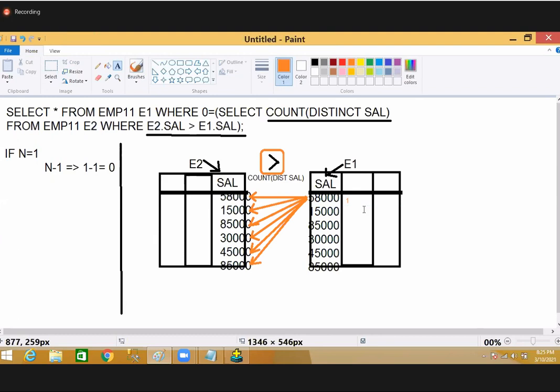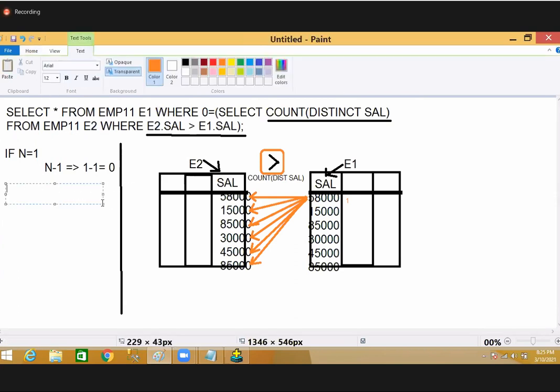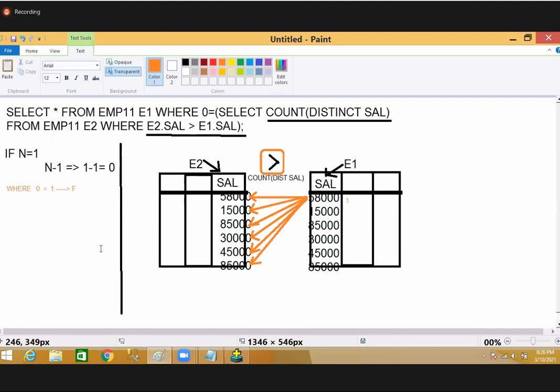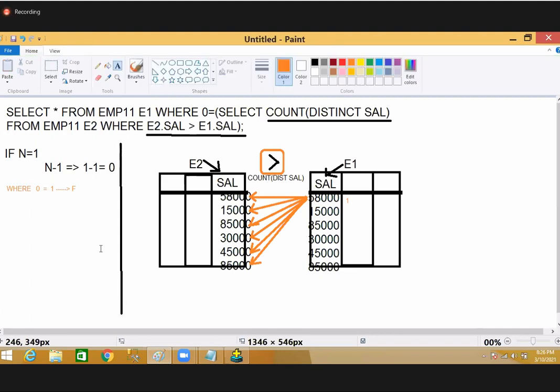The count is one. Now that the count is one, I want to check my condition here. Observe what my condition is, guys: where the outer query result 0 is equal to the inner query result. The inner query result, how much did it come? 1. So 0 is equal to 1. Is the condition true or false? The condition is false. The point is clear, right?